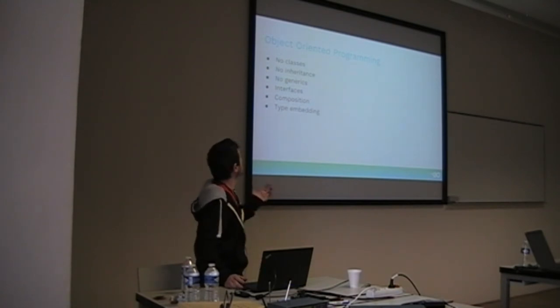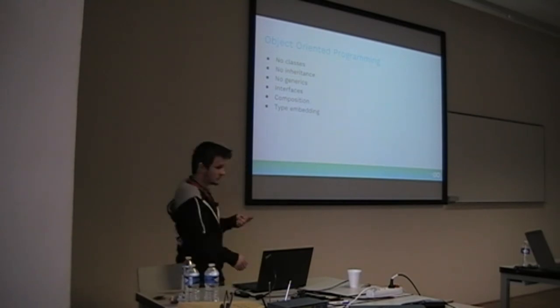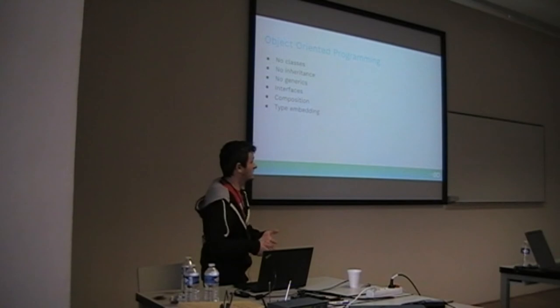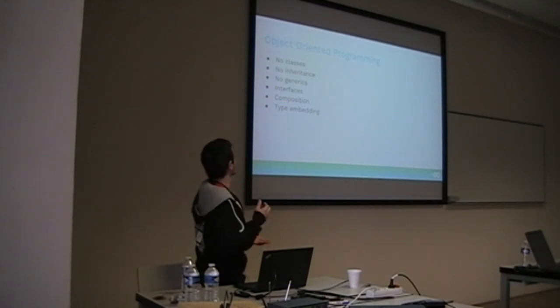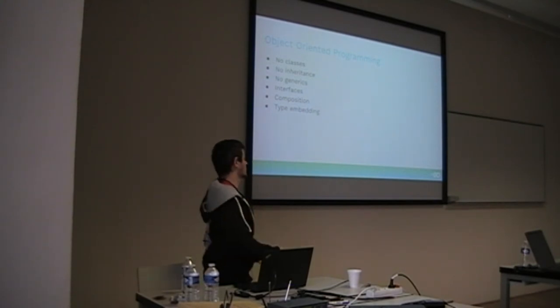The biggest difference is object orientation in Go. You will see that there are no classes, no inheritance, no generics, but there are interfaces, composition, and type embedding. And you can do object-oriented programming with just this.